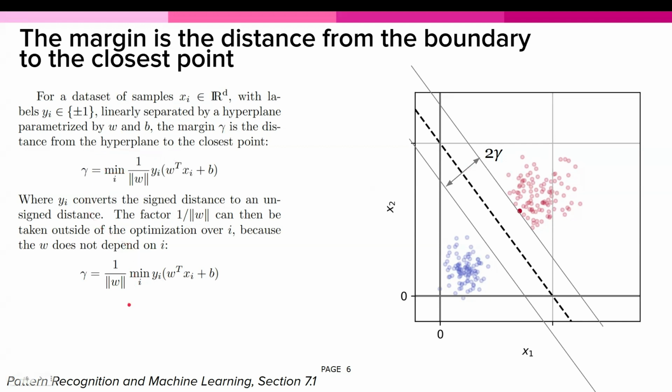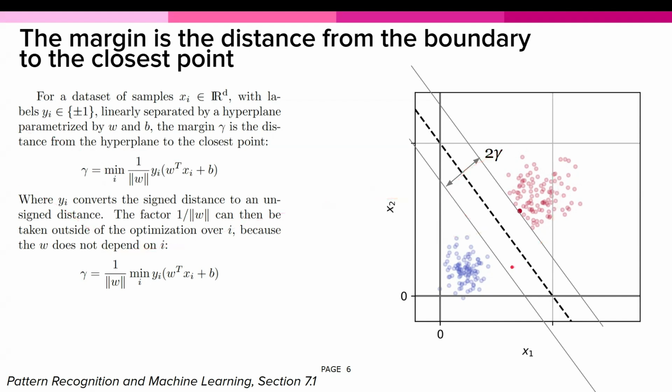Crucially, we can see that the margin is proportional to the inverse of the norm of the hyperplane's weight vector. The norm essentially measures the magnitude of this weight vector, and so a larger norm corresponds to a smaller margin. This is interesting because it suggests that in order to maximize the margin, we're interested in minimizing the norm of the weight vector.